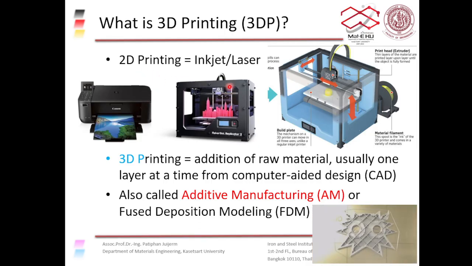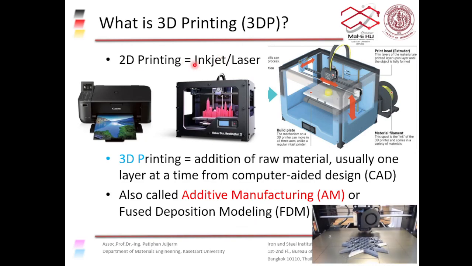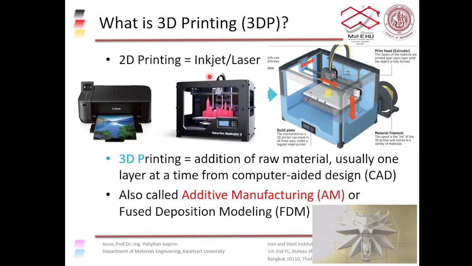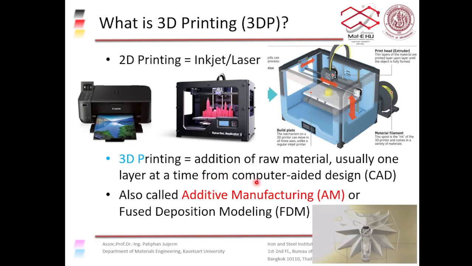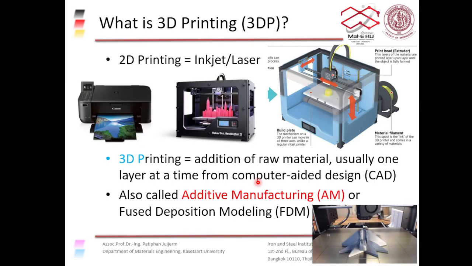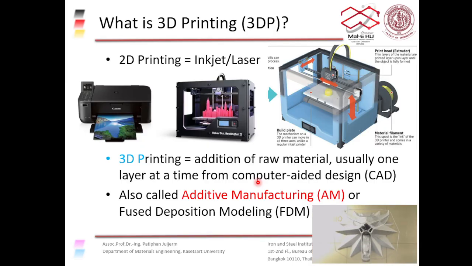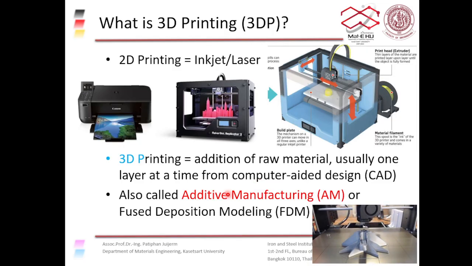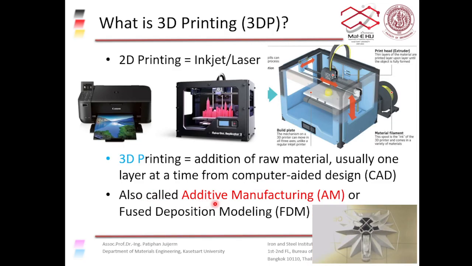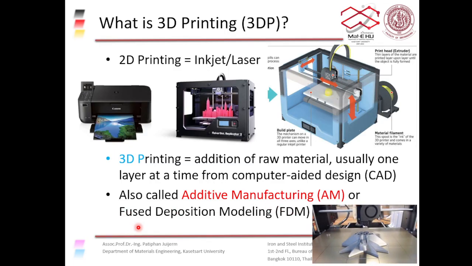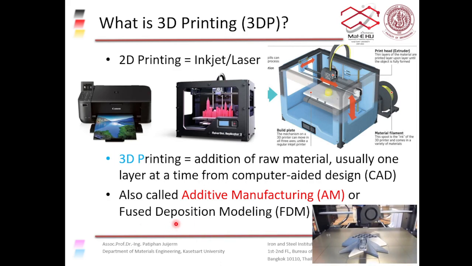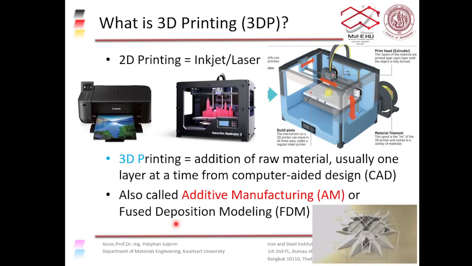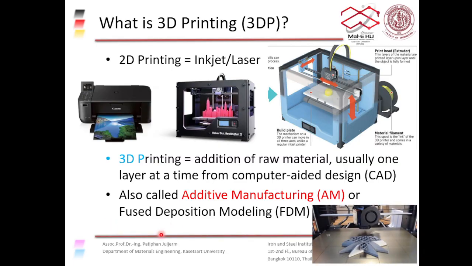So you can think of 3D printing as an extension of 2D printing, like inkjet printer and laser printer, that print into three dimensions, right? But 3DP or 3D printing is the addition of raw material, usually one layer at a time, using computer-aided design programming. It is also called additive manufacturing or AM, or sometimes fused deposition modeling, right? So basically, you deposit each layer at a time and you fuse different layers together. So that's why it's called fused deposition modeling.